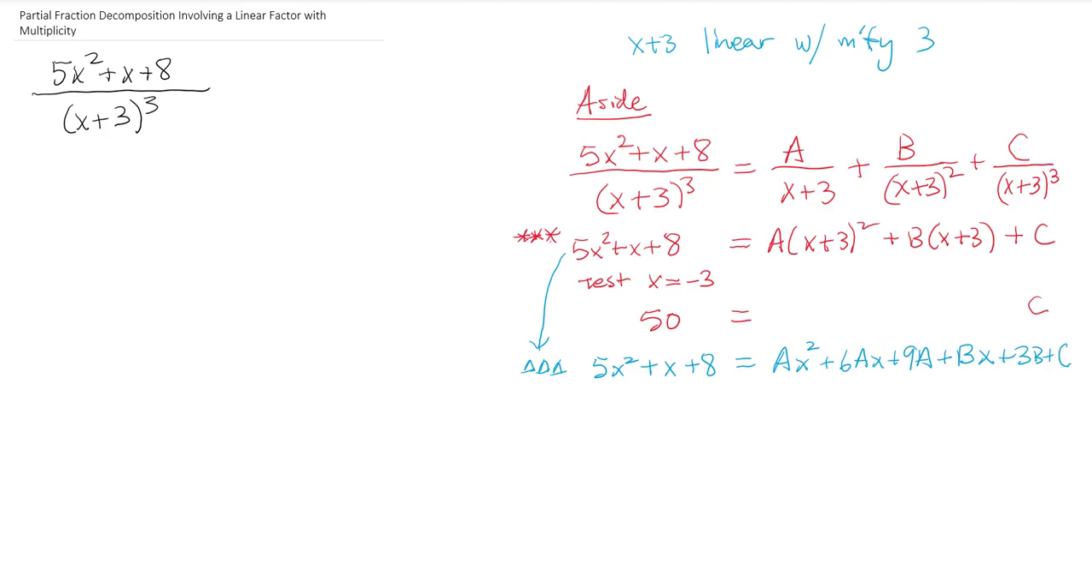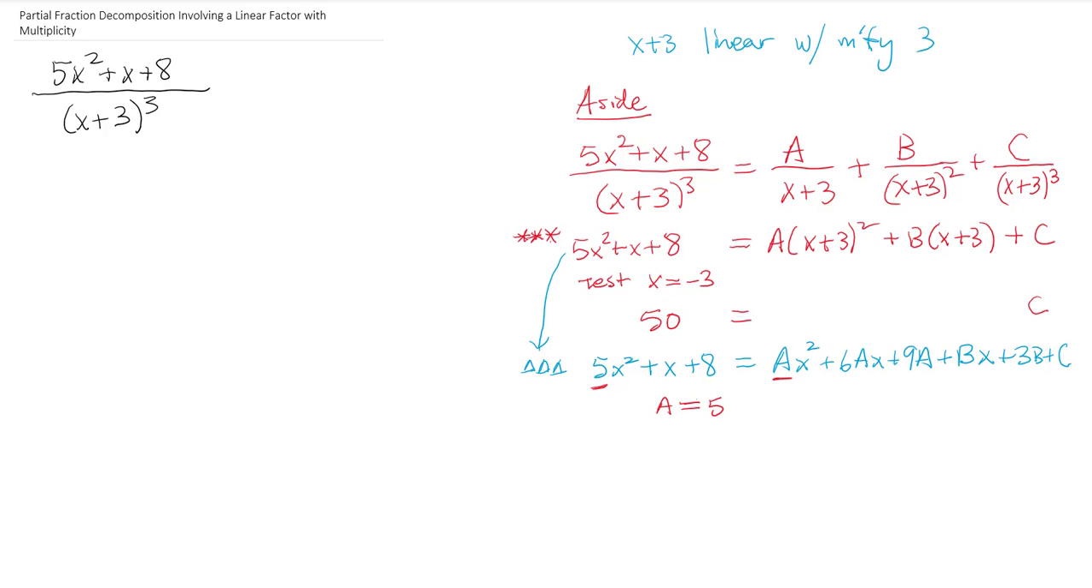So why is this useful? Well, we could actually see what a is. We could match the coefficient of x squared with the coefficient of x squared here. That tells us that a is equal to 5. Awesome. Now there's only one letter left to solve for, and that would be b.